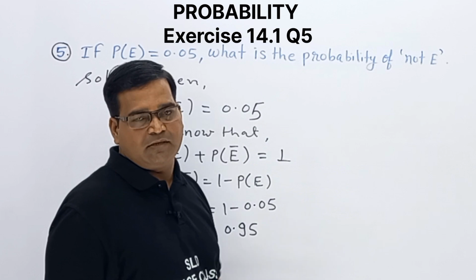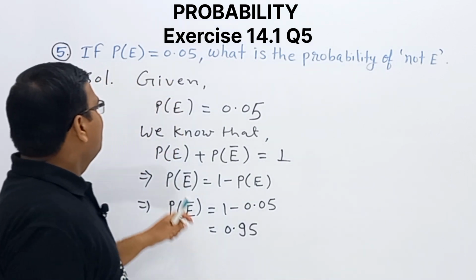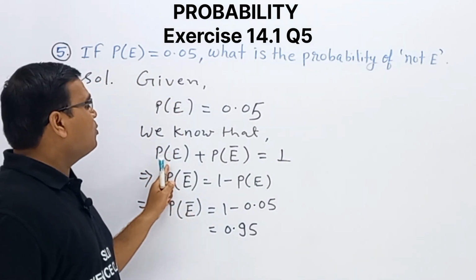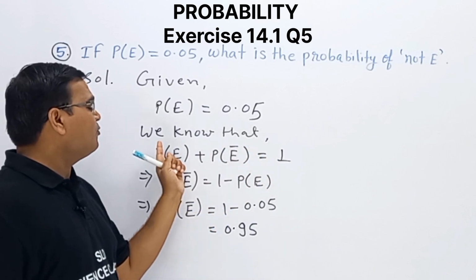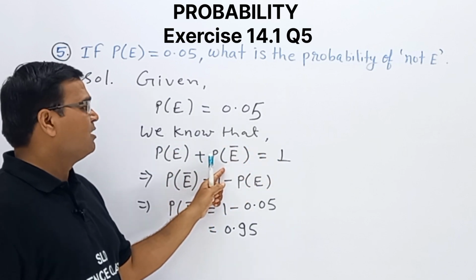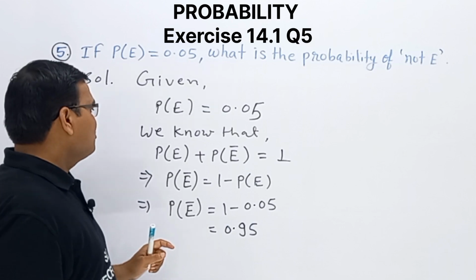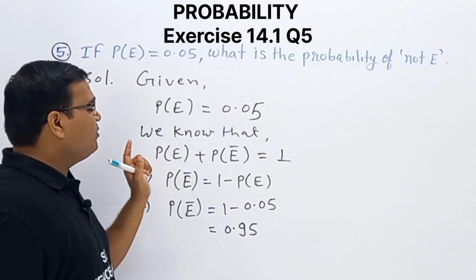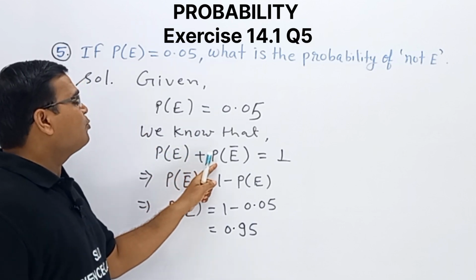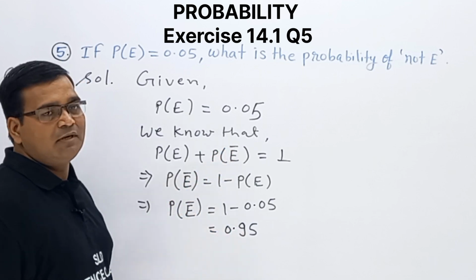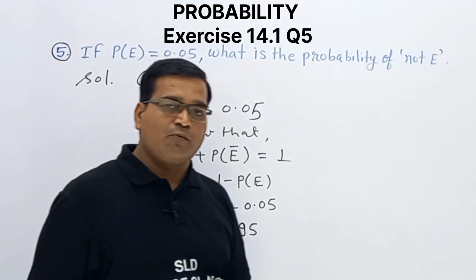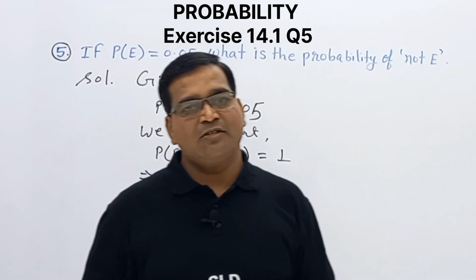We know well the formula: the probability of event plus the probability of not event equals 1. So this P(E) we have, then we solve for P(not E), and we get 0.95. This is the required answer. I hope you understand this question.